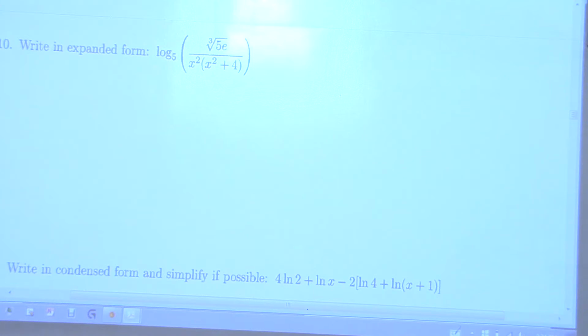So you're gonna subtract. When you separate those two, it turns into a subtraction between the two logs. Okay, you have to do that first, right? Yeah.